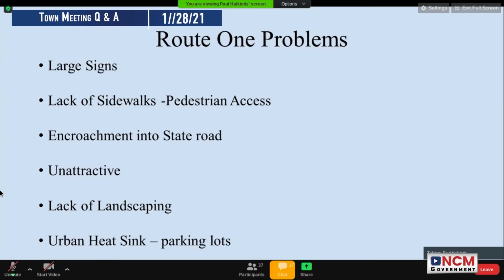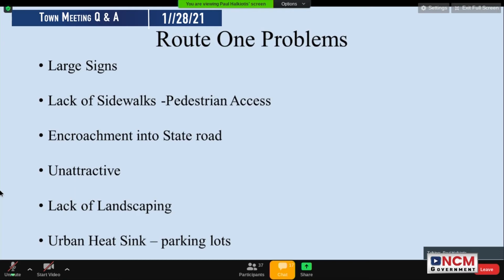There's encroachment into the state road. We have some car dealers selling cars from the state layout. We have parking spaces along Route 1 that extend to the state road, cars waiting to be repaired, and other businesses on the state road. And that was identified as an issue that we wanted to try to address.